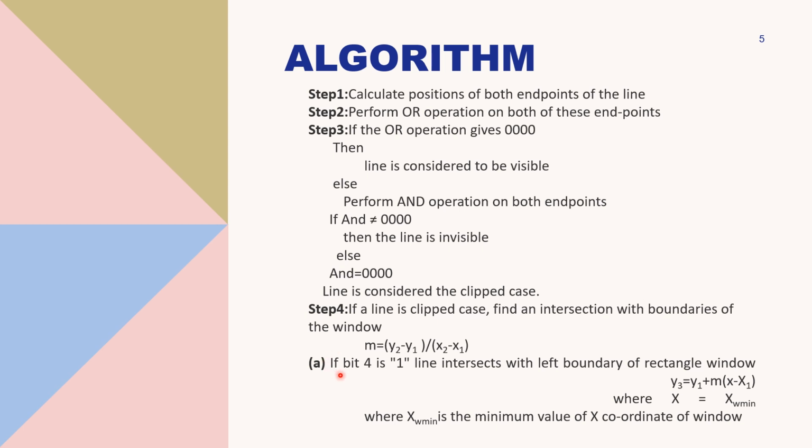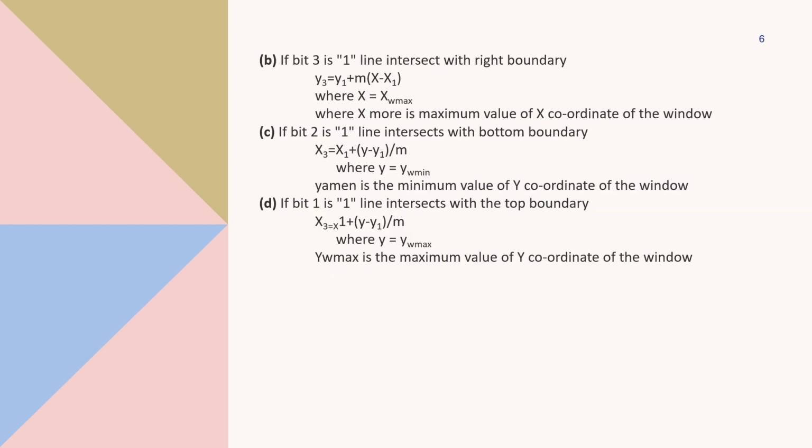So first we'll consider bit 4, which is the left bit. If it is 1, we can say that the line intersects with the left boundary of the rectangle window. We can find that intersection using the formula y3 = y1 + m(x - x1), where the x value represents the x coordinate of the window. Then if bit 3 is 1, we can say that the line intersects with the right boundary, and we can find the right intersection point using the formula y3 = y1 + m(X - x1), where the capital X represents the x coordinate of the window.